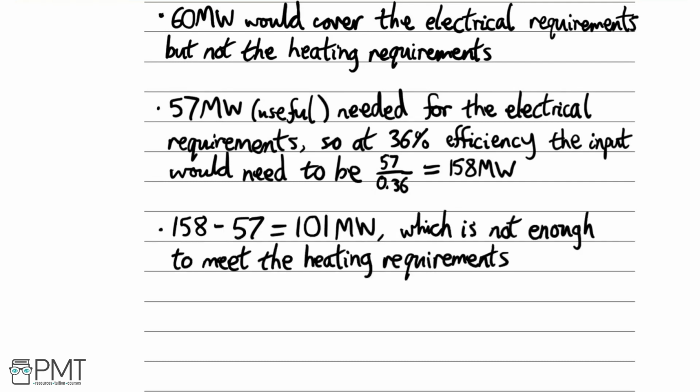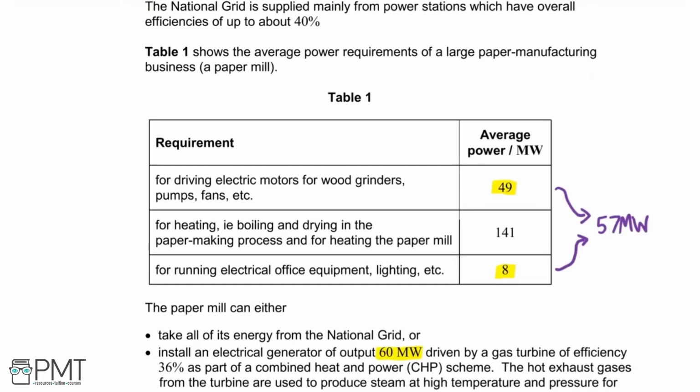So if we go back to our data, we can say here that at least 34 megawatts will need to come from the national grid. If we're dealing with 57 megawatts here, then that will just be 40 because we're subtracting 101 from 141. But actually, if we're going to use the full output of this electrical generator of 60 megawatts, then redoing that calculation, we'd be able to provide 107 megawatts for heating. And in that case, there would be 34 megawatts still needed from the national grid.